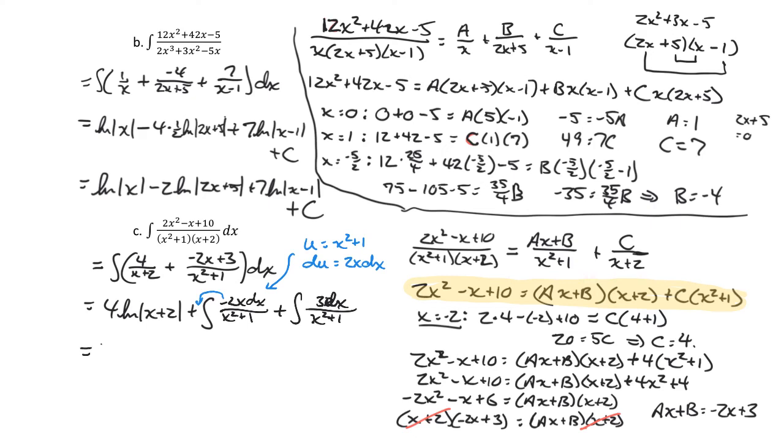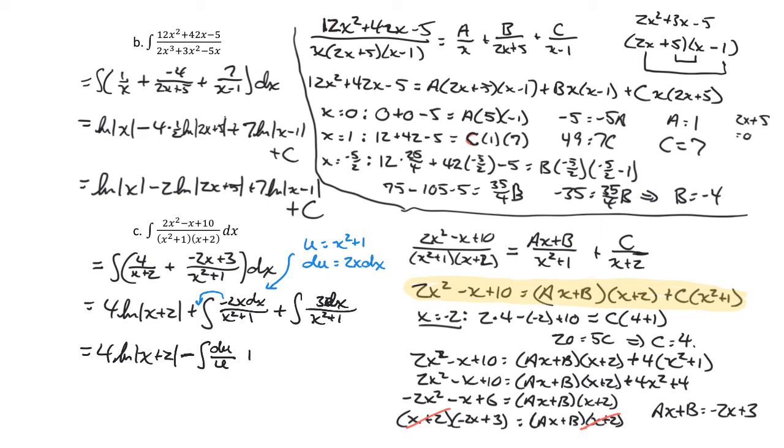So we have 4 times the natural log of the absolute value of x plus 2. I said we were going to pull the negative out. This one I'm using substitution on. The negative we've pulled out, 2x dx is du. X squared plus 1 is just u. And now it looks familiar. That's going to be a logarithm.